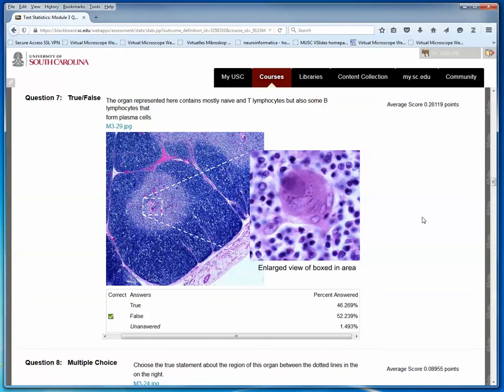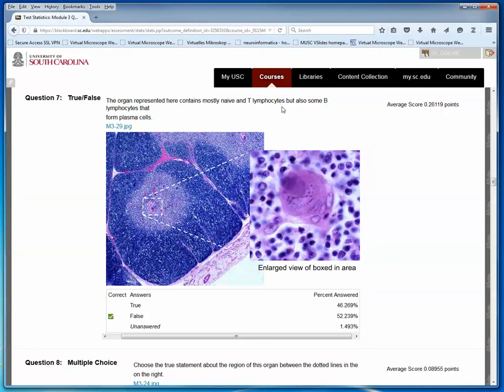Okay, you were asked to respond to a statement, whether it was true or false, and the statement said this organ, the organ you're looking at here, which has a dense cortex and a light medulla, but no nodules. So what could that be? It has to be thymus. And then you're given this clue, this unique structure, the Hassall's corpuscle, so that should really cinch it, that is a thymus. And so the statement says it contains mostly naive T lymphocytes.